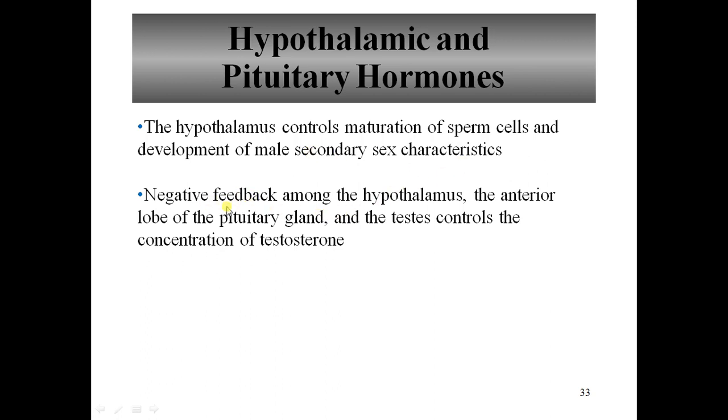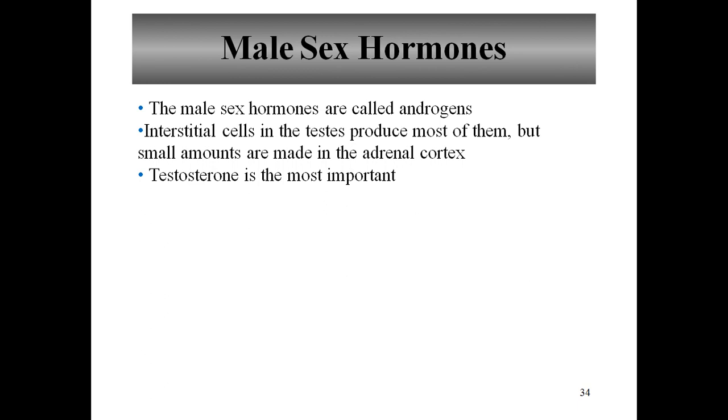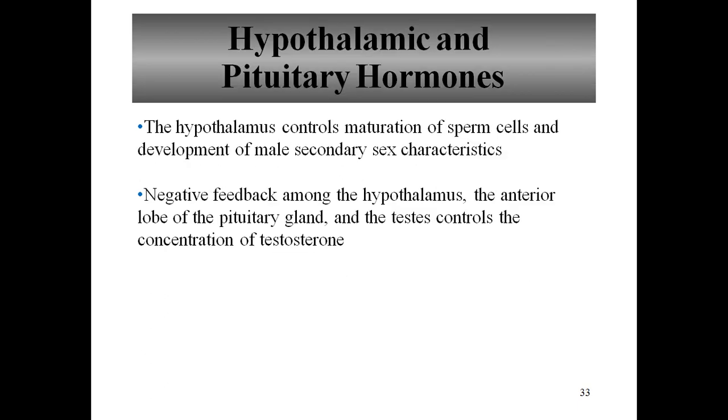The hypothalamus controls the maturation of sperm cells and development of male secondary sex characteristics. Again, here there is a negative feedback system among the hypothalamus, the anterior lobe of the pituitary gland, and the testes that controls the concentration of testosterone. The hypothalamus secretes gonadotropin releasing hormone, which causes the anterior pituitary to release the gonadotropins ICSH and FSH, interstitial cell stimulating hormone and follicle stimulating hormone, which play a very important role.